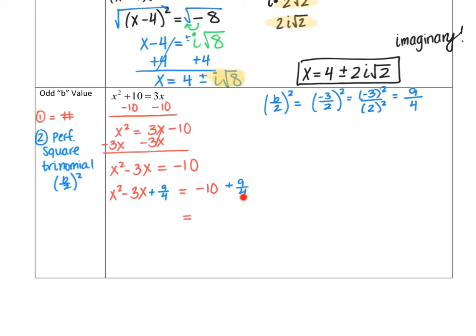So go ahead, pause the video, and type this into the calculator, and then hit resume when you're ready for the answer. All right, so you should have gotten -7.75, which I need it to be a fraction. So this should be -31/4.